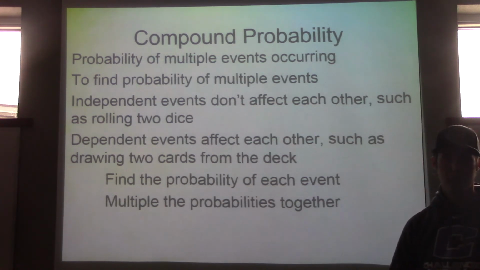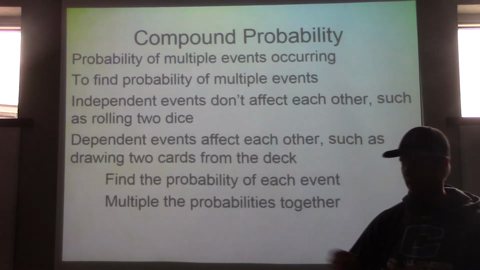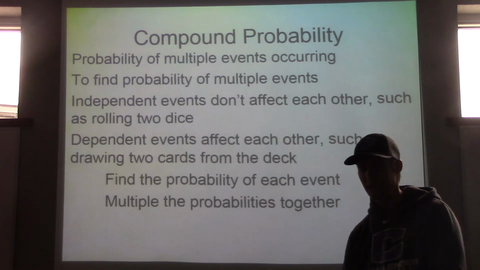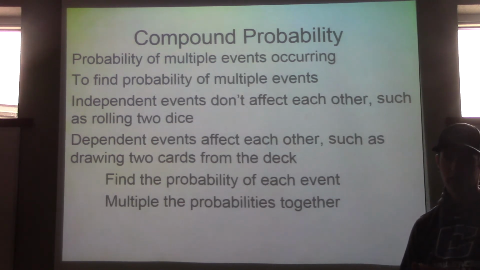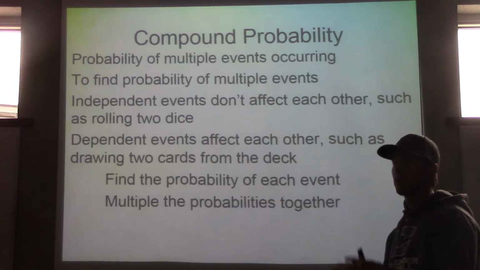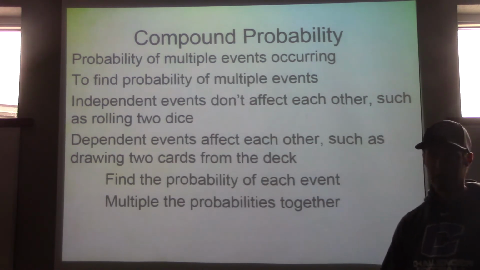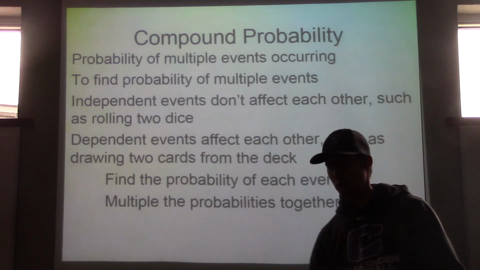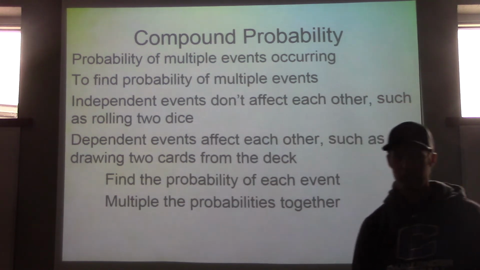Events that don't affect each other, if I roll 2 dice, they're not affecting one another. It's not like if this one rolls a 3, then this one has to roll a 5 or anything like that. They may bump, but that's not affecting their outcome. It's not changing their outcome. So that would be an independent event. Independent also too is if I roll a dice and I pick a card. They don't affect one another. They're not changing one another.